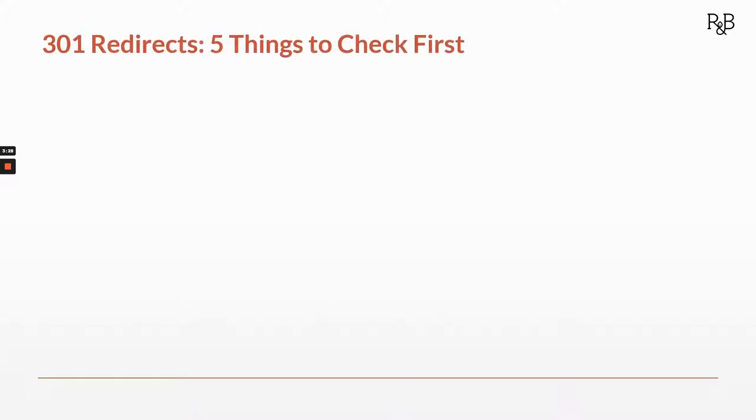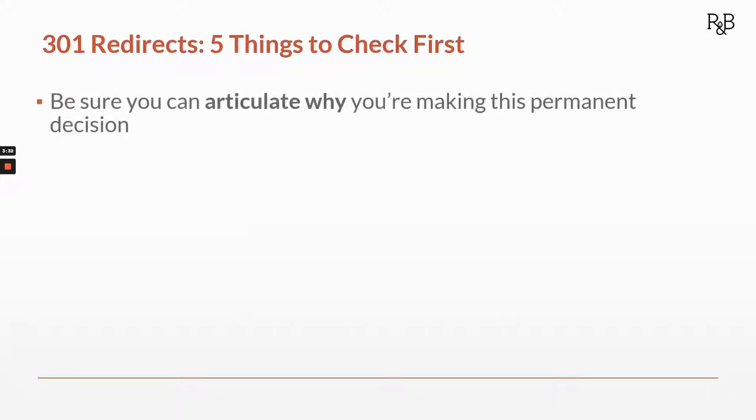So the five things to do first before we implement our 301 redirect. First thing, make sure you can articulate why you're making this permanent decision, because it's permanent. We don't want to just go in there willy-nilly and then decide in a week or two, oh, you know what, actually, I didn't really want to make that decision.